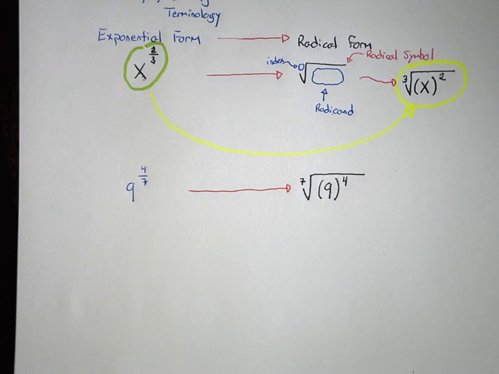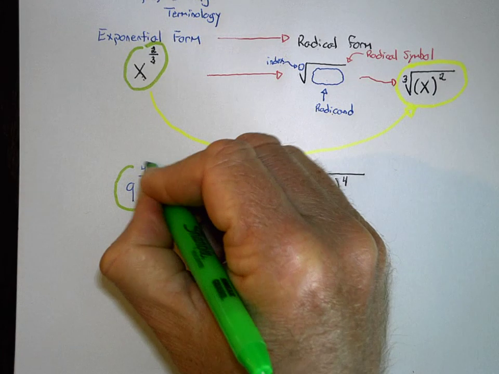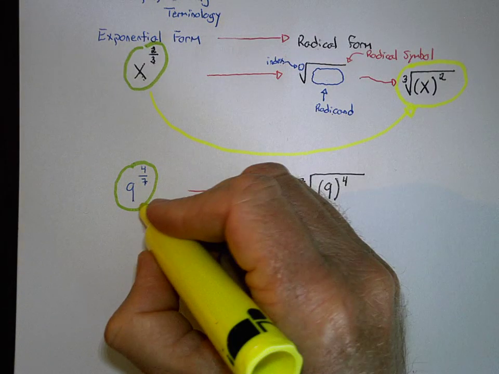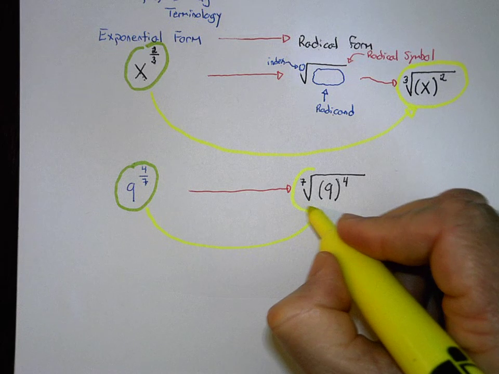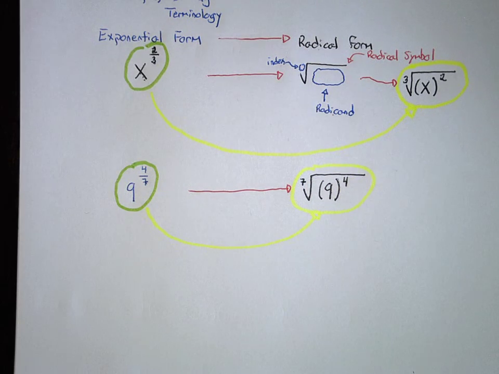So what are we saying here? Once again, we are saying that 9 to the power of 4/7 is equivalent to, and the way that we would say this is, the 7th root of 9 to the 4th power. Okay? All right, one more so you get the example of just how to convert these, and then we'll get into the actual lesson.